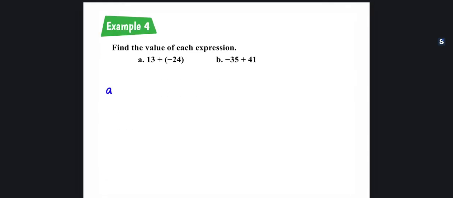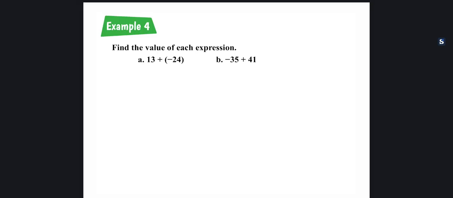Example 4. We'll do this problem together. Find the value of each expression. Problem A, 13 plus negative 24. To find the sum of integers with different signs, you must find the absolute value of each addend, then subtract the smaller absolute value from the larger. Finally, use the sign of the addend with the greater absolute value.